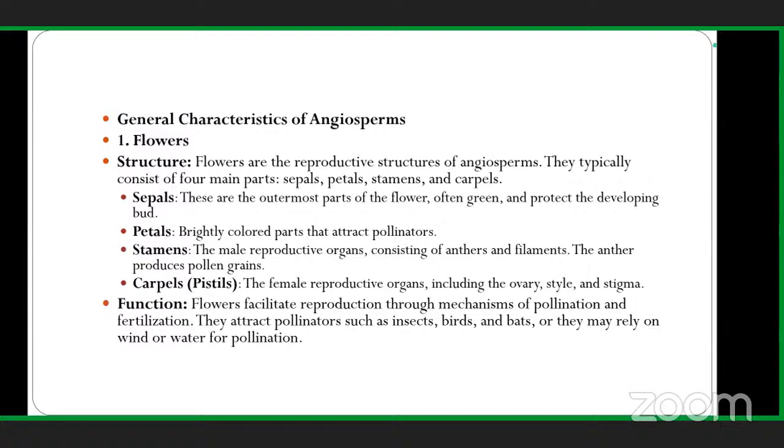So number one, the flowers. What is the structure of flowers? Flowers are the reproductive structures of angiosperms, meaning in the flower, the male and the female gamete is located. So these are the reproductive structures.